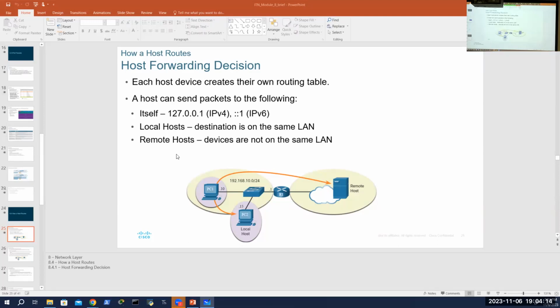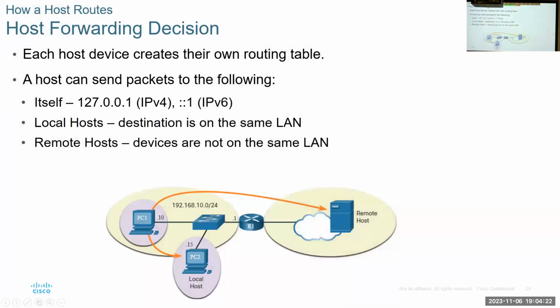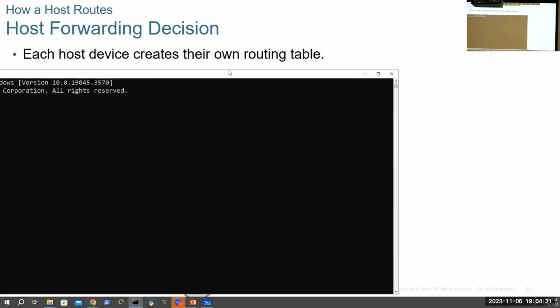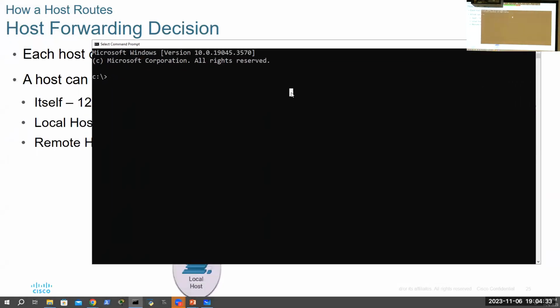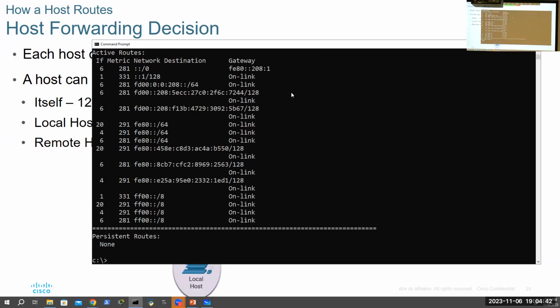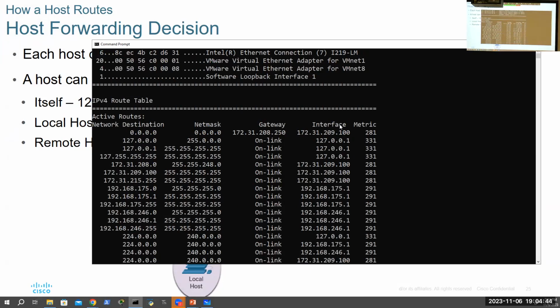Okay, host forwarding decisions. So believe it or not, hosts have routing tables too. And you can see that in command prompt by doing a route print. There's actually a couple of commands, I think. There's a config option too. Route print is the one I use.